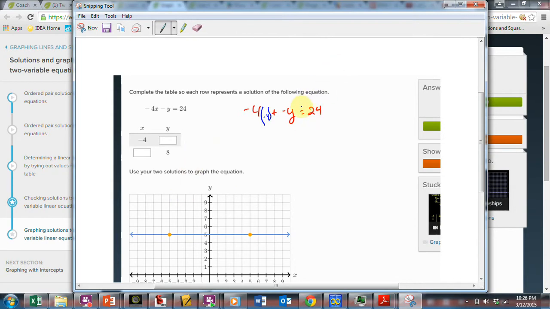Now I'm going to solve for y and get y by itself. I'm going to put an invisible -1 here, so that way I don't forget to divide both sides by -1 at the very end. -4 times -4 is 16.